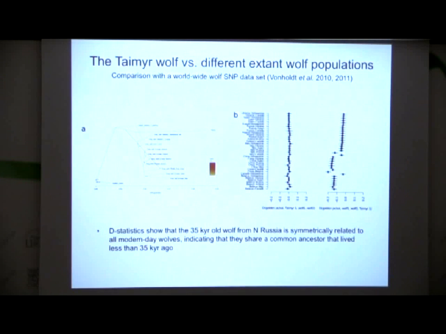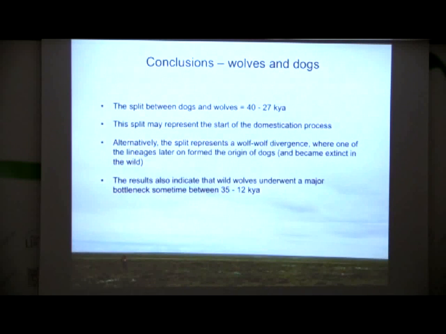So not really hard data on this because it's based on a comparison of ancient genome data and SNP data, but nonetheless it's an interesting observation. Okay, so to summarize part one, we infer that the split between modern-day dogs and wolves probably happened sometime between 27 and 40,000 years ago.